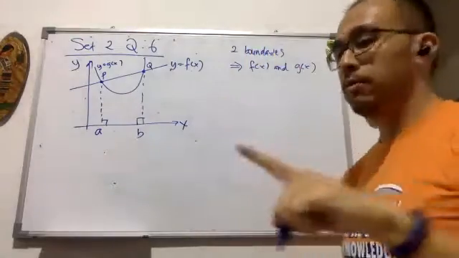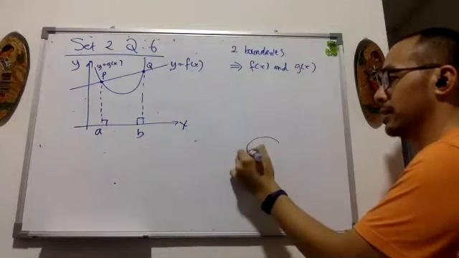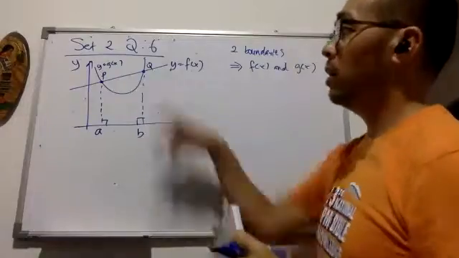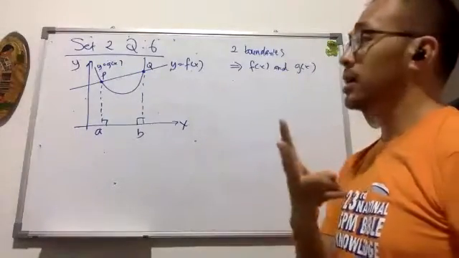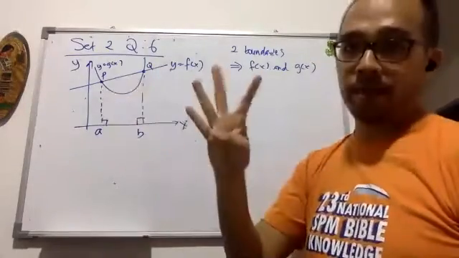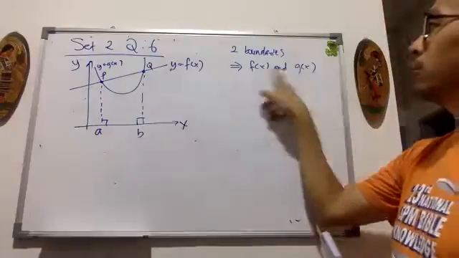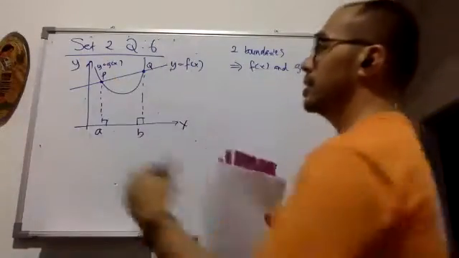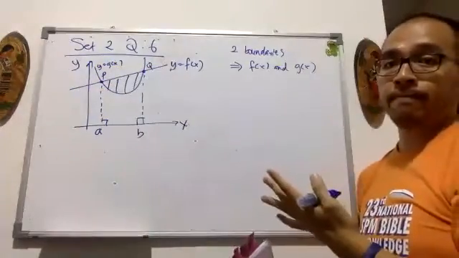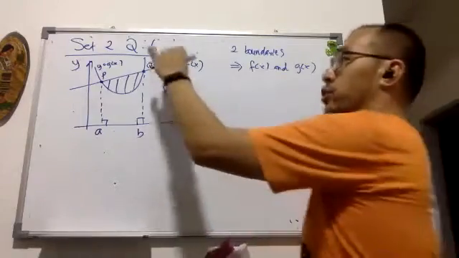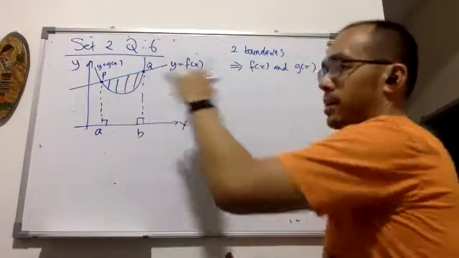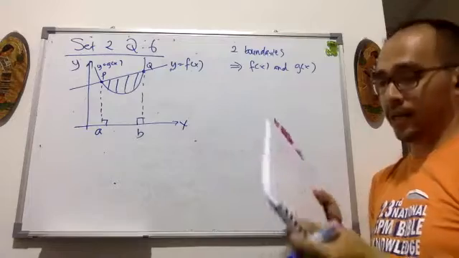Dua sempadan means we are looking at something like this. Only 2 boundaries, so we need to look for a region covered by only 2 boundaries. This region over here has 3 boundaries, 4 actually: 1, 2, 3, 4 sempadan. So it doesn't make sense. The only one that is covered by the 2 boundaries, the straight line and the curve, is this region. Because dia punya sempadan hanya 2 saja, the straight line and the curve.